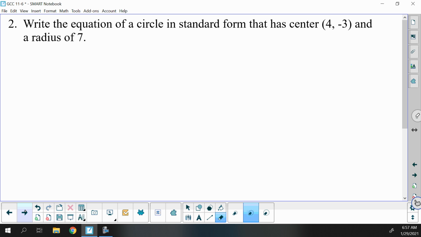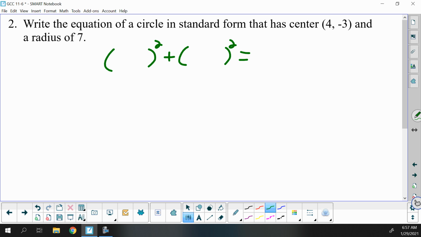So the next question is basically the reverse. They give us the center and the radius, and we want to end up in standard form. Well, we start out, we put it in center radius form. So we'll have our x part squared plus our y part squared equals our radius squared. Well, since our radius is 7, 7 times 7 is 49. So we'll be equal to 49. In our parentheses, remember it's the opposite sign of the center. So we'll have x minus 4 and we'll have y plus 3.